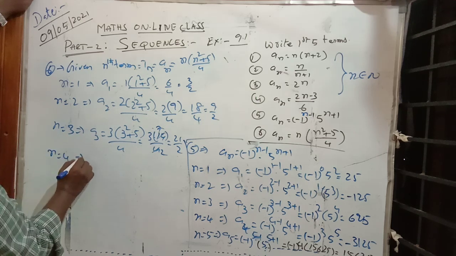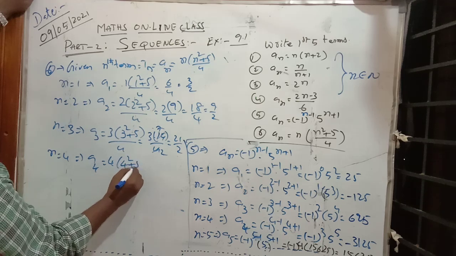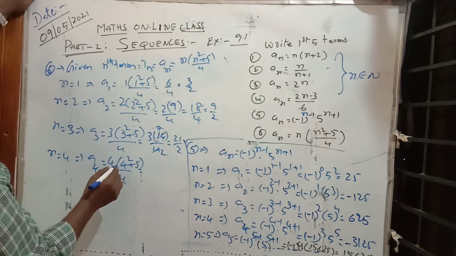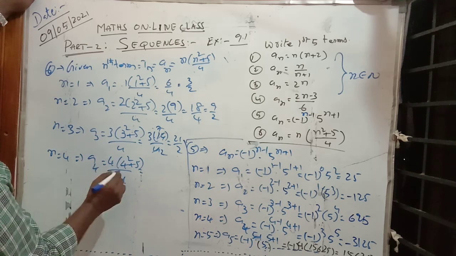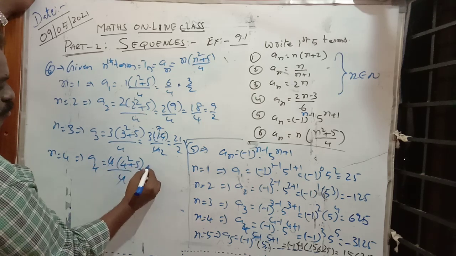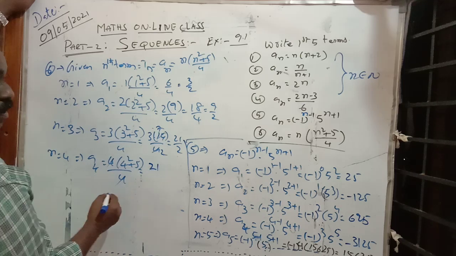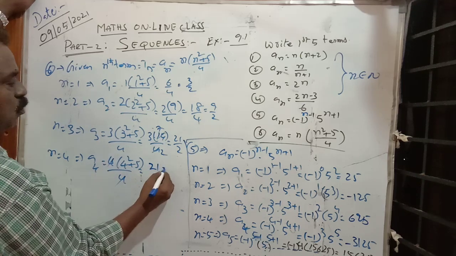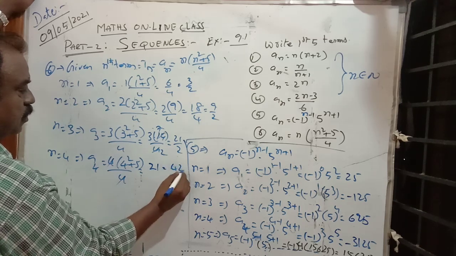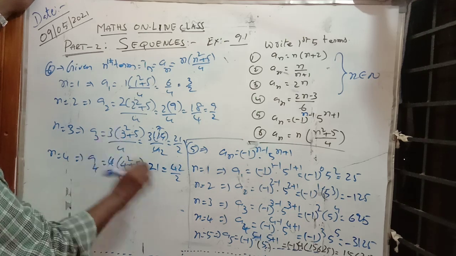N is equal to 4, A4 is 4 of 4 square plus 5 by 4. Here 4 cancels simply. It is 16 plus 5, which means it is 21. We may write it as 42 by 2 if you want to write it by 2, or otherwise simply write it as 21.